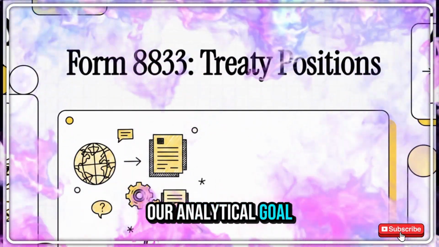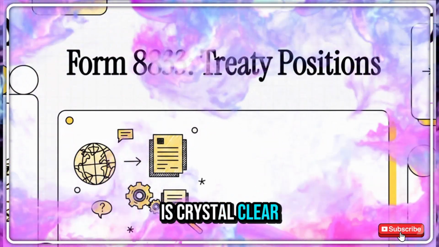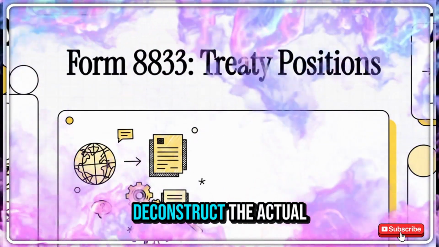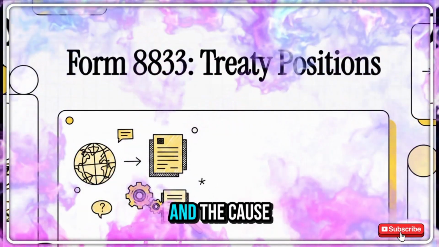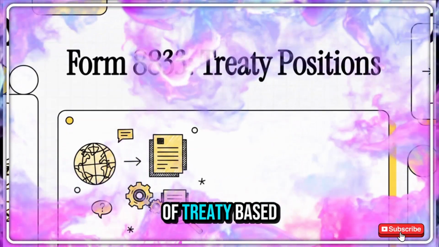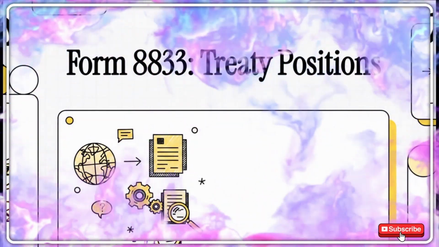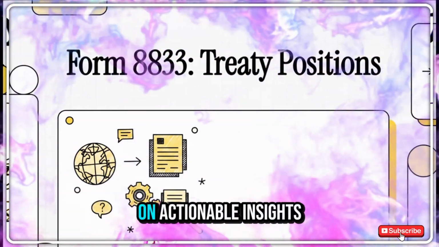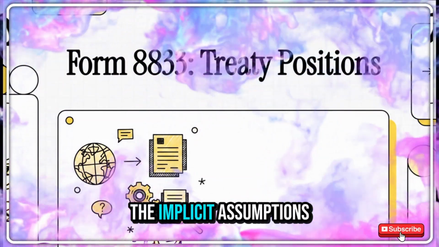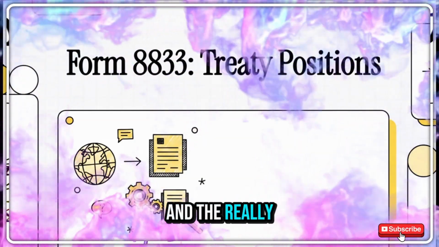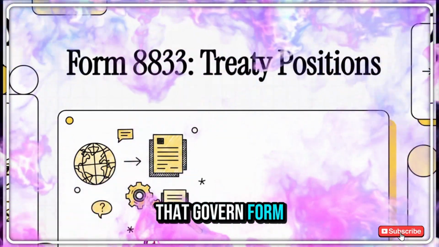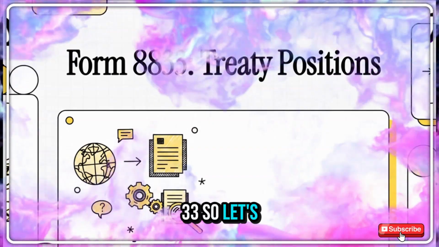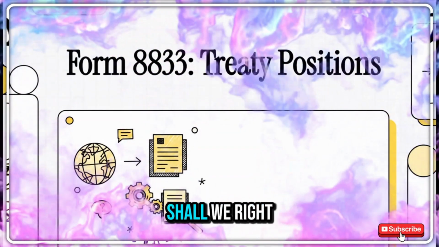Our analytical goal for This Explainer is crystal clear. We're going to rigorously deconstruct the actual mechanisms and the cause and effect relationships of treaty-based tax return positions, entirely stripped of all that generic filler. We're focusing strictly on actionable insights, the implicit assumptions people make, and the really non-obvious details that govern Form 8833. So let's jump right into the structural analysis, shall we?